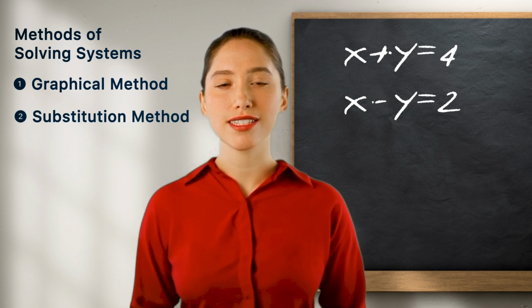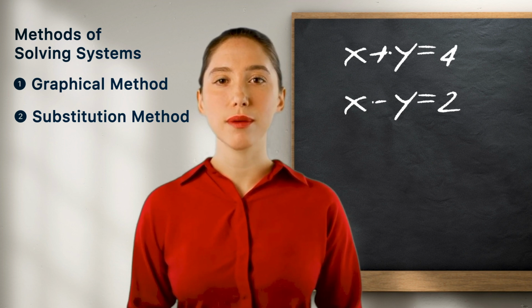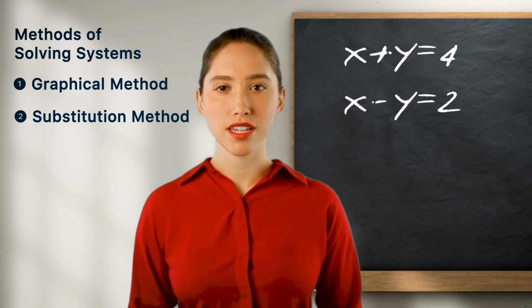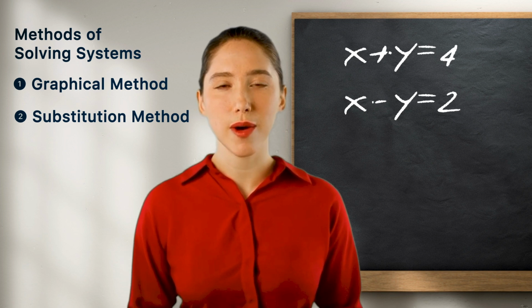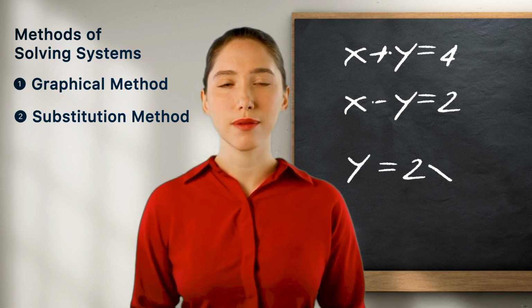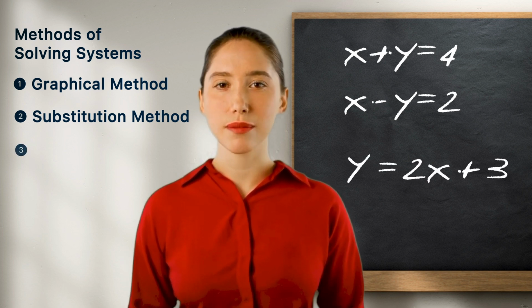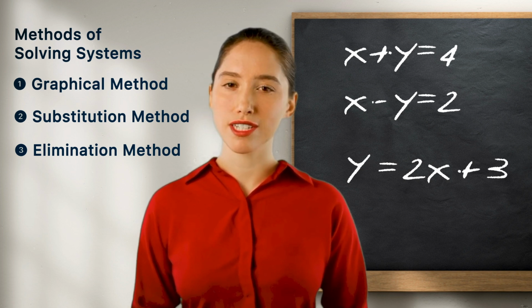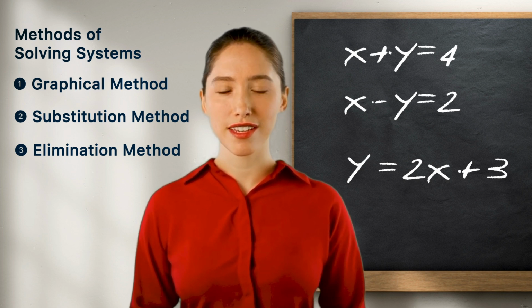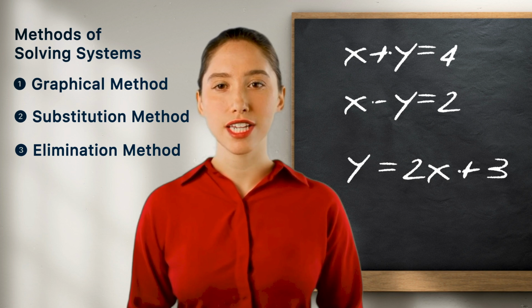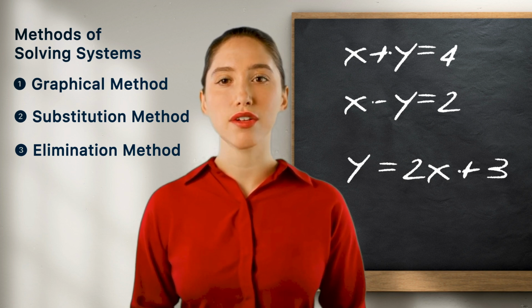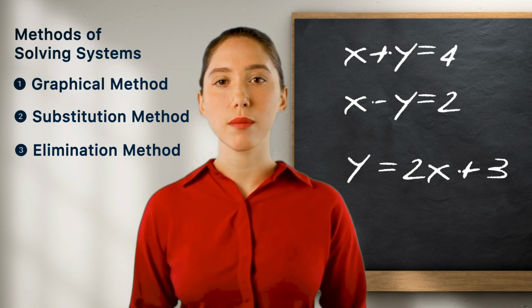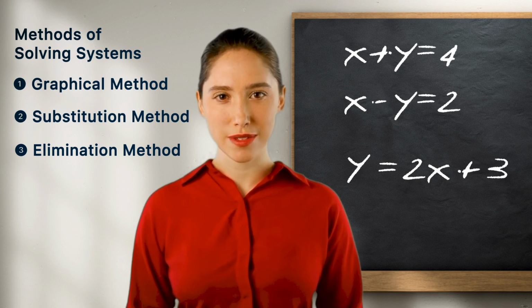Substitution method. In substitution, we solve one equation for one variable and substitute this value into the other equation. It's particularly useful when one equation is simple, like y = 2x + 3. Elimination method. This method involves adding or subtracting equations to eliminate one variable, simplifying the system into a single variable equation. We'll explore this more in the next videos. These methods allow for flexibility in approaching various scenarios, whether visually through graphing or by simplifying through elimination.